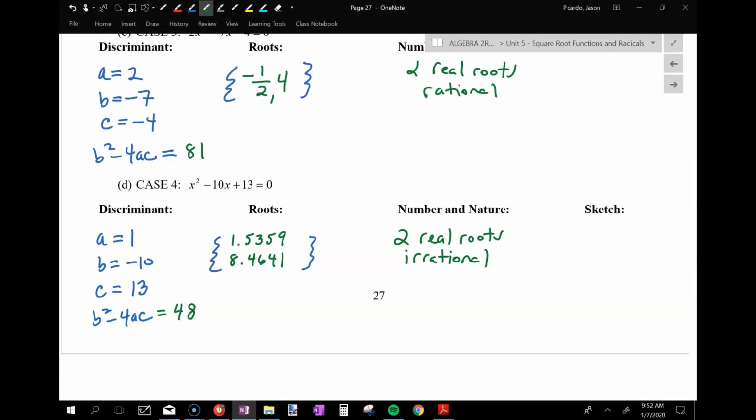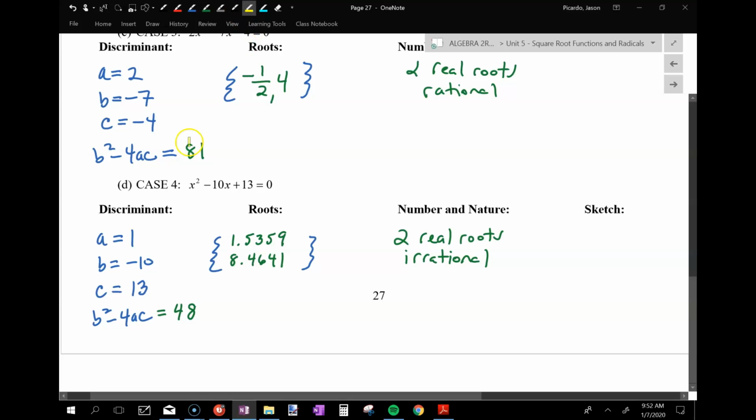You guys want to know how you can decipher between the two? Ready? What's special about 81? It's a perfect square, right? 81 is a perfect square, guys, right?